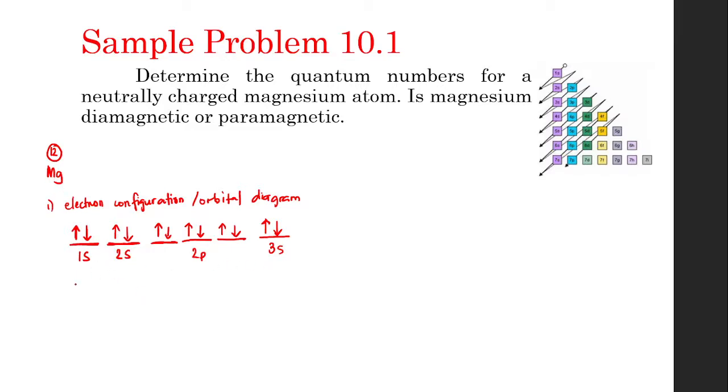So the electron configuration of magnesium is 1s2, because you have 2 electrons in that s orbital, then 2s2, 2p6, 6 because you have 2, 4, 6 electrons, and then 3s2. So the electron configuration of magnesium is 1s2, 2s2, 2p6, 3s2. Okay, now let's identify the quantum numbers.